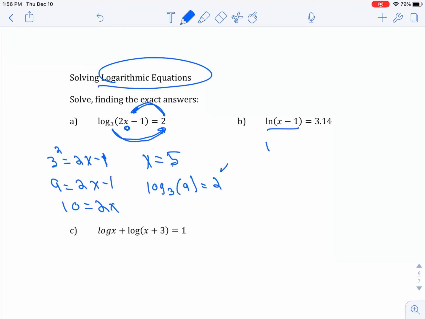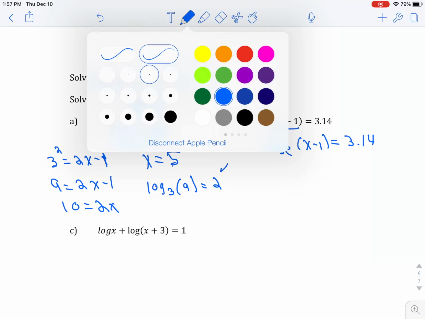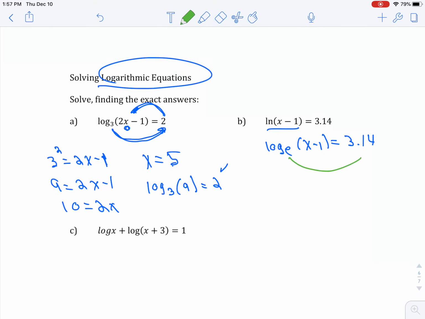The next one, remember, think of this as the log base e of x minus 1 equals 3.14. If I put that into exponential form, the base is e, so it's going to be e to the 3.14 power, which has to equal x minus 1. If we want the exact answer for this, we don't care what the decimal approximation is. I'm just going to add 1 to both sides, and so I'm going to end up with x is equal to e to the 3.14 power plus 1.